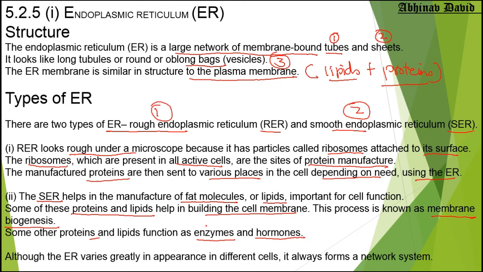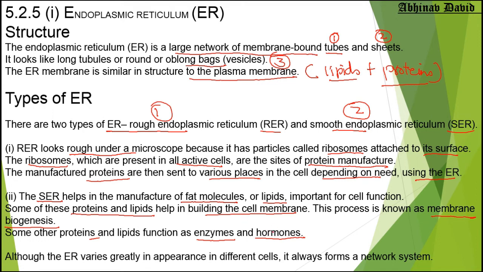Now some other proteins and lipids function as enzymes as well as hormones. The proteins function mainly as enzymes, and some of the proteins can function as hormones. Now what are enzymes? Enzymes are the chemicals which are used in various chemical reactions in our body. For example, you have studied that digestion takes place in our body. Digestion means breakdown of complex substances into simpler substances. A lot of enzymes are used in digestion. What do they do? They basically break down complex food into simpler food.